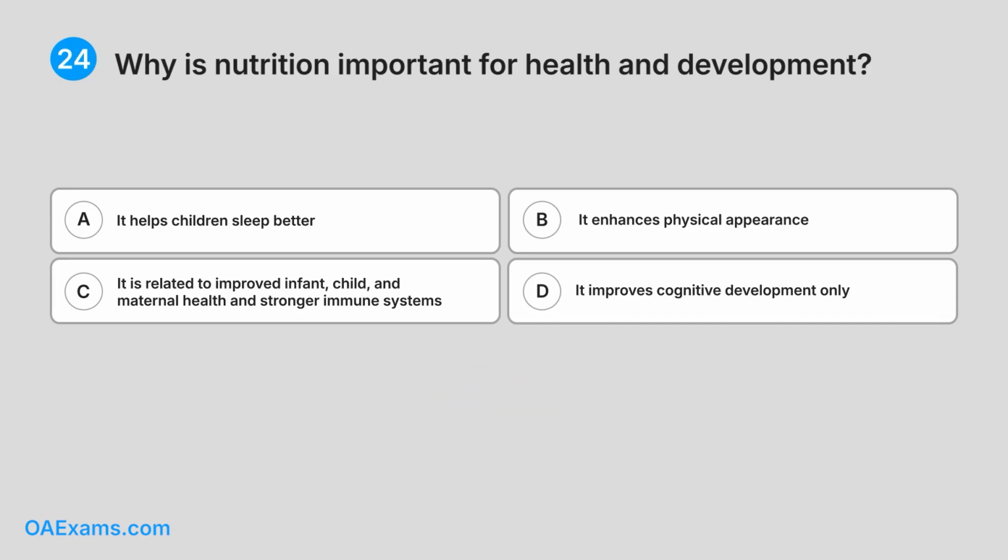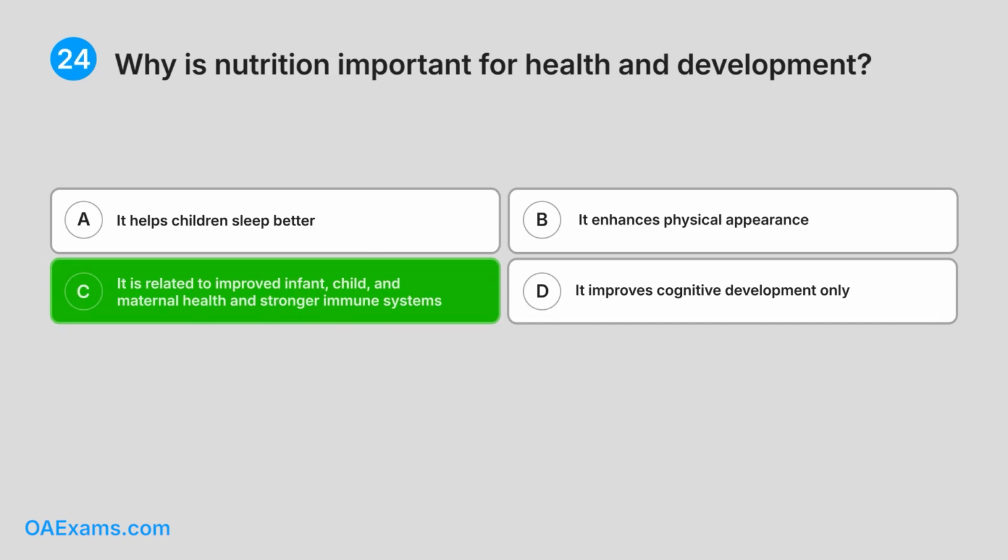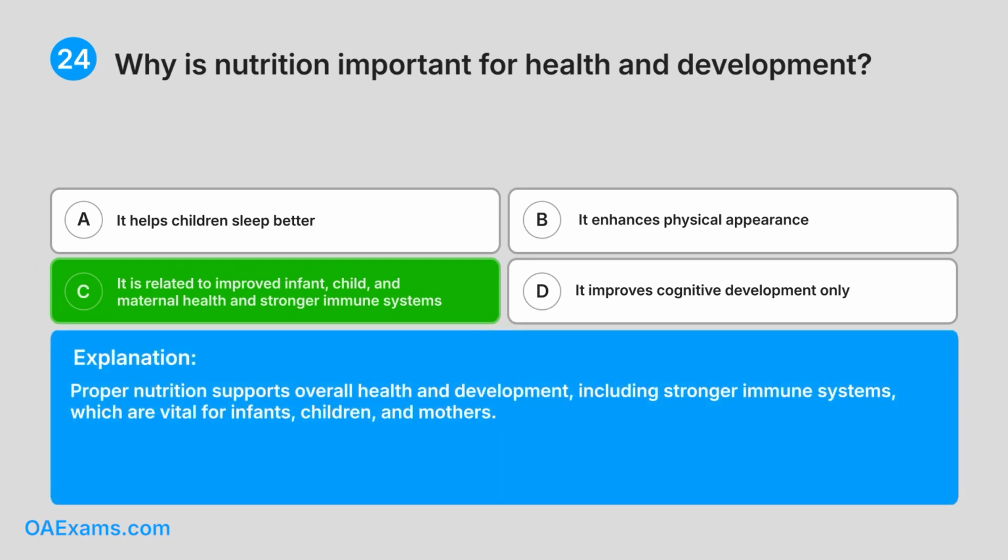Correct answer: C. It is related to improved infant, child, and maternal health and stronger immune systems. Explanation: proper nutrition supports overall health and development, including stronger immune systems, which are vital for infants, children, and mothers.